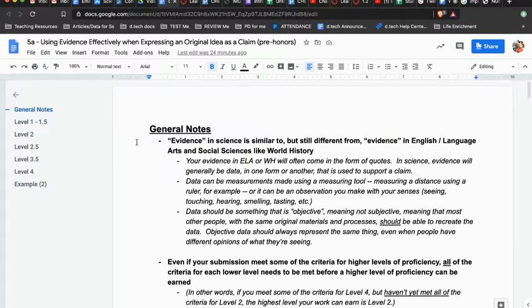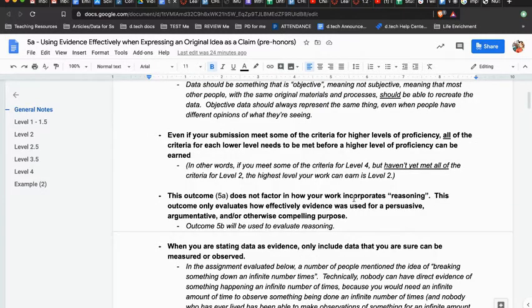Just a couple notes about this particular outcome, 5A, is that this is really only talking about evidence. It is not talking about reasoning. So I'm intentionally separating out the use of evidence to support a claim versus the use of reasoning to support a claim. In past years, I think that it got a little bit confusing using evidence versus using reasoning. So this outcome specifically focuses on evidence and how to use it effectively.